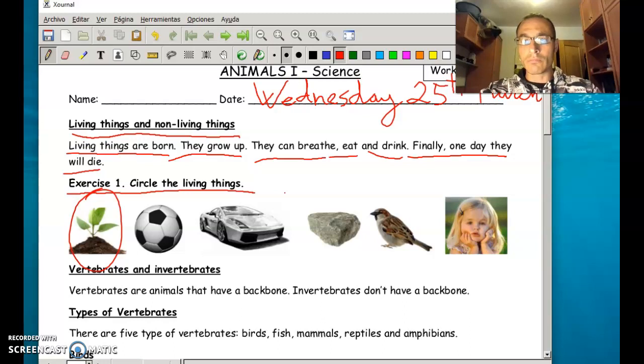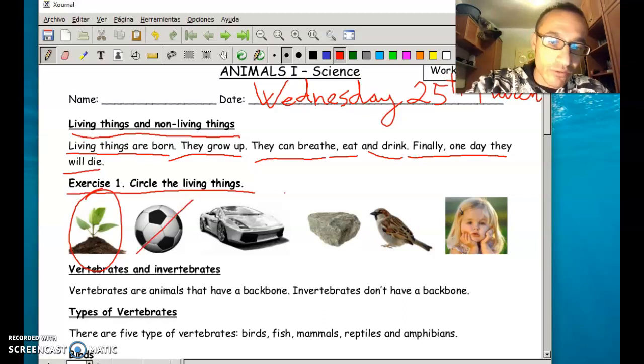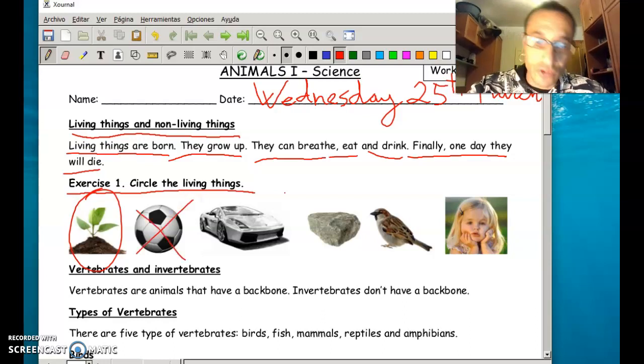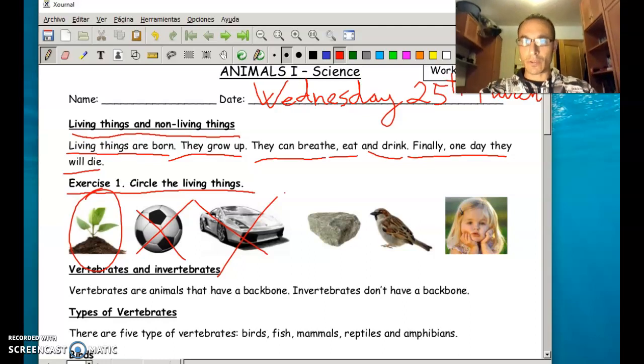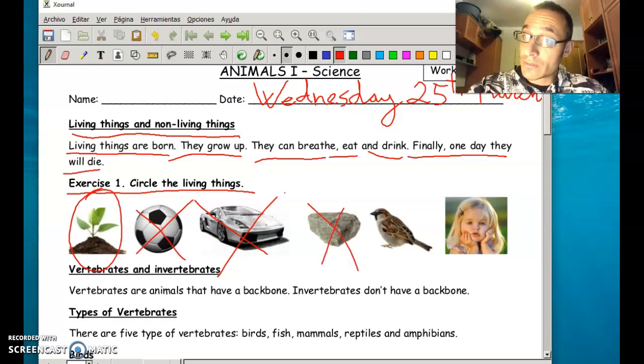And what about the football? Is it a living thing? Can the football grow up? Can it breathe? Can it eat? Can it drink? No way. So cross it out. And the car, we cross it out as well, right? And what about the stone? Have you ever seen a stone that can grow up, that can breathe? No, cross it out. And the bird?